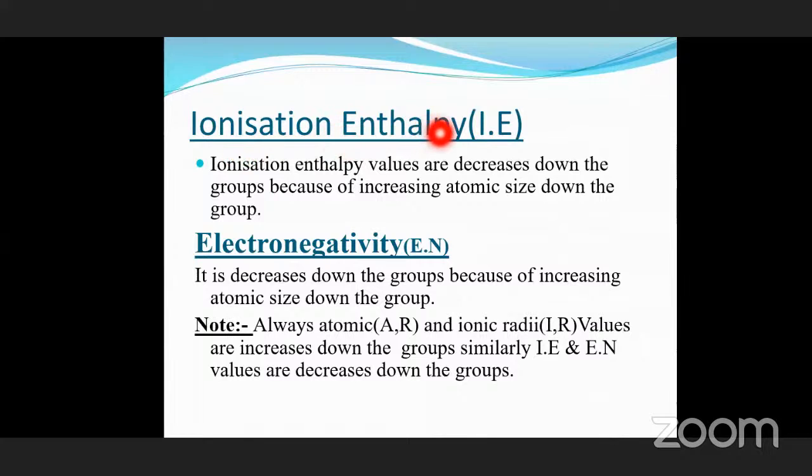Ionization enthalpy, which is represented by IE symbol. What is the meaning of ionization enthalpy? Simply, how to explain by using definition? The amount of energy required to eliminate one electron from an isolated gaseous system is called ionization enthalpy. Ionization enthalpy is also called ionization energy. Okay, my dear students. Okay.